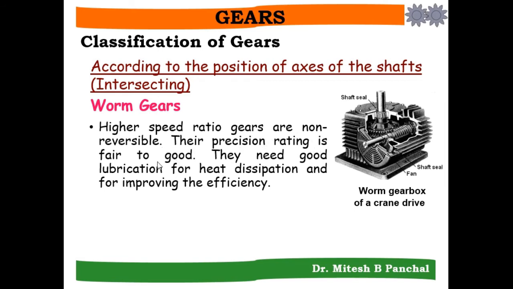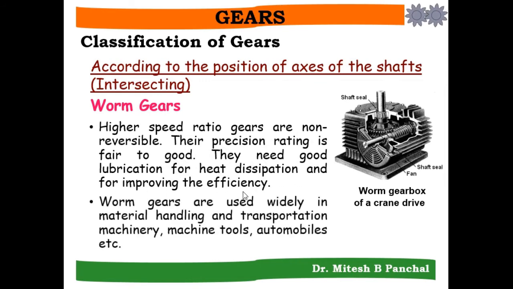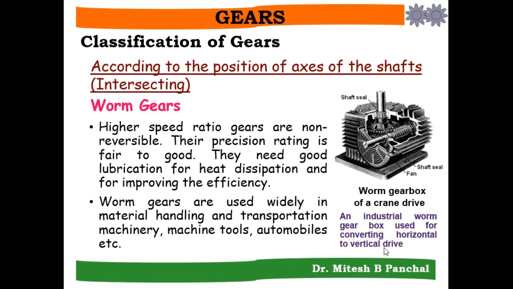Their precision rating is fair to good, and they need good lubrication for heat dissipation and for improving the efficiency. Worm gears are used widely in material handling and transportation machinery, machine tools, automobiles, etc. An industrial worm gear box used for converting horizontal to vertical drive is shown in this image. We can see that this particular shaft is having a horizontal axis while this worm gear is having the vertical axis.